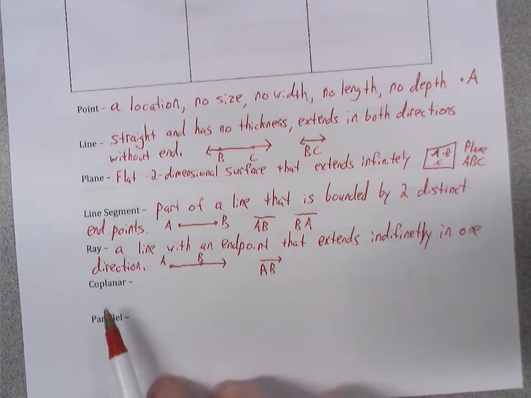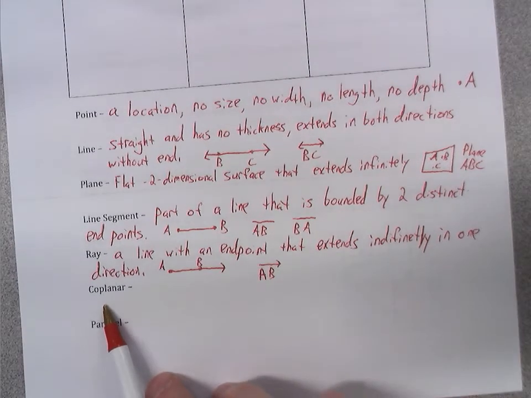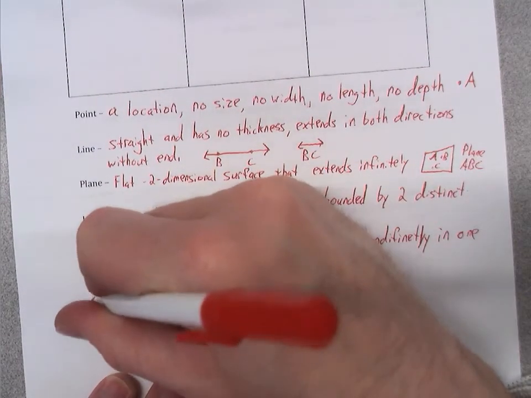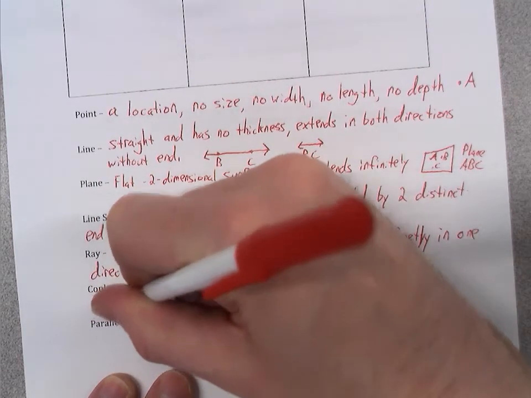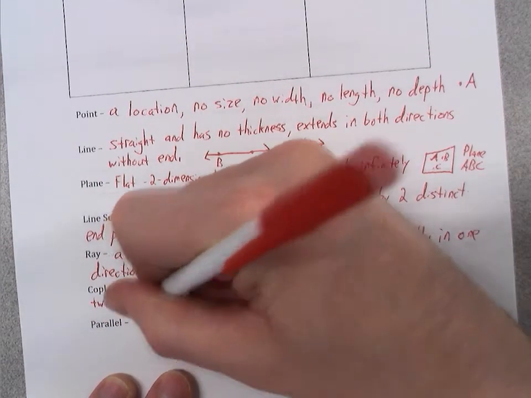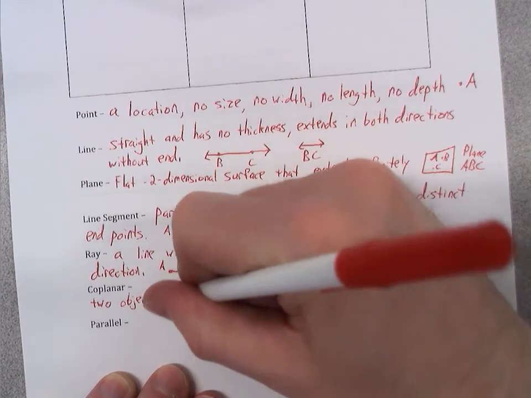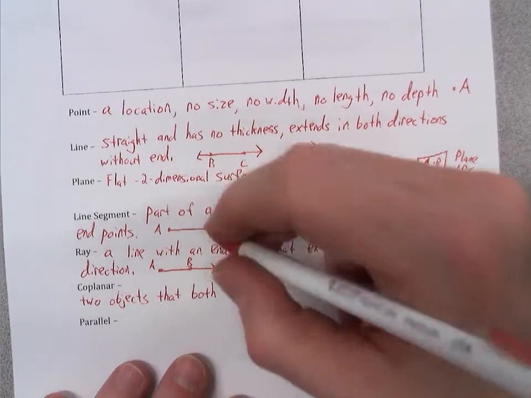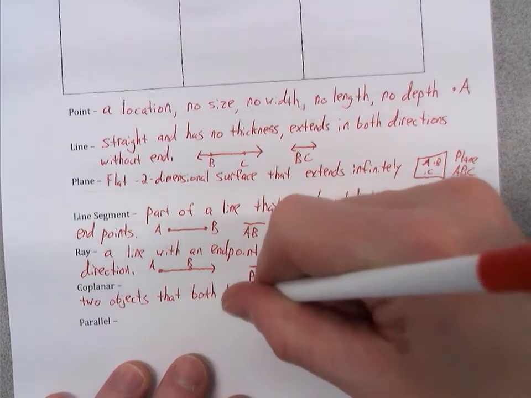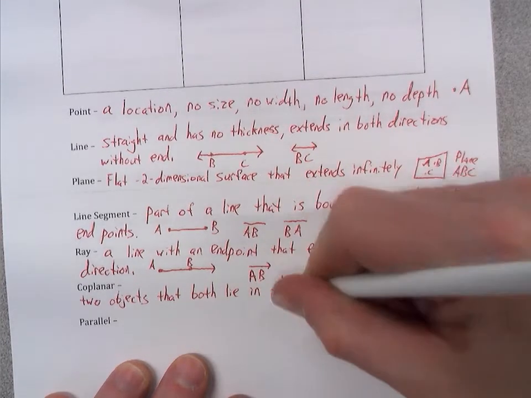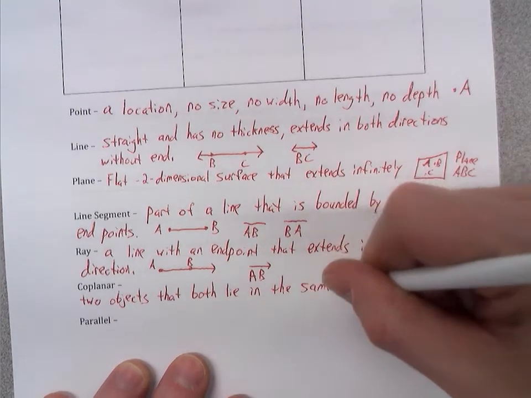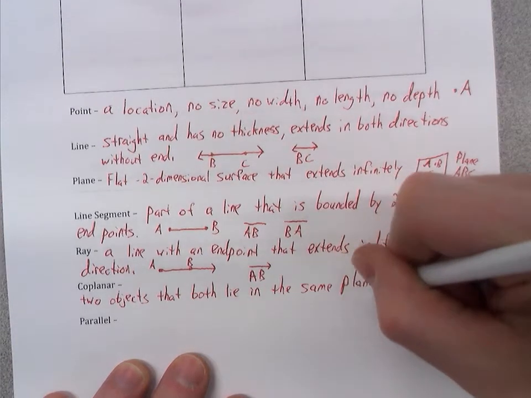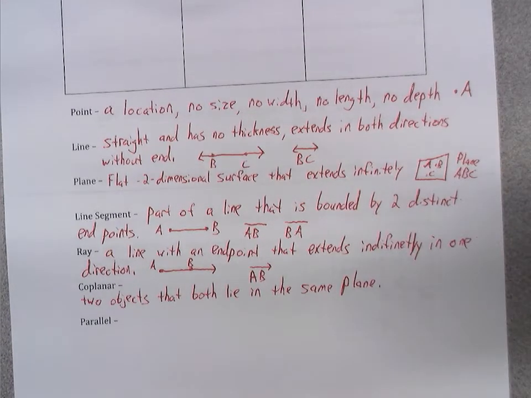Next is the word coplanar. This might be new for some of you. Coplanar refers to two objects that both lie in the same plane. Both lie in the same plane. Okay? So that is coplanar. All right? Okay. Let's see. What do we have next?